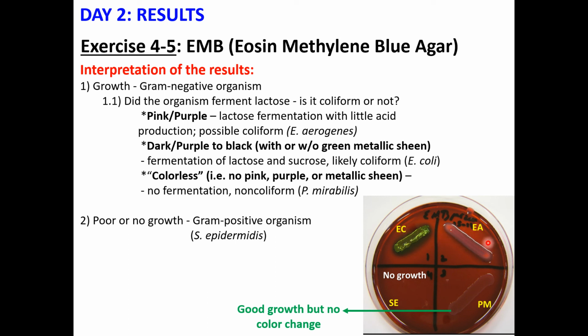And for Enterobacter aerogenes, we would see more of a pink, sometimes dark purple growth. Here in this plate, it's just showing pink, but sometimes we see purple. Sometimes even E. coli shows purple, but you don't see metallic sheen on this one. We only see metallic sheen for E. coli. That's how we can tell them apart. For this one, based on the interpretation table in your lab manual, we would say that there is fermentation going on, but not too much. There is fermentation of lactose, but with little acid production.